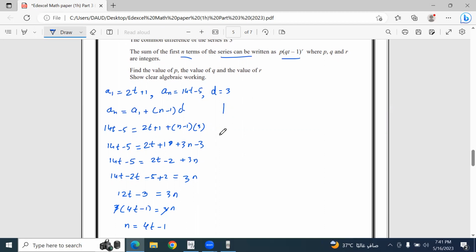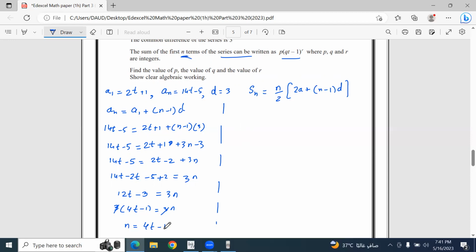Now this value of n we can use in the sum, and the sum formula is Sn equals n over 2 times (2a plus (n minus 1) d). So the nth term we found out, which is the n value, okay, the sum of n.